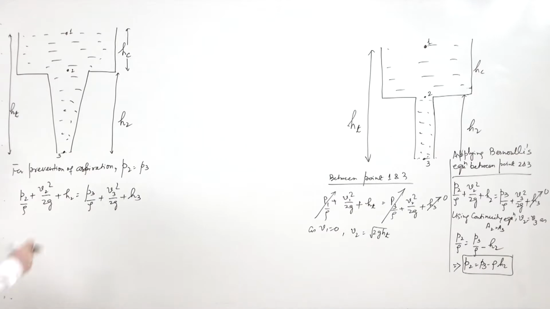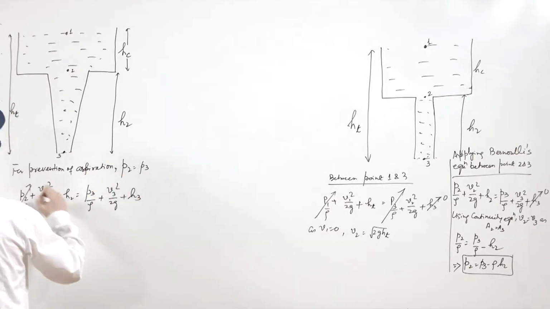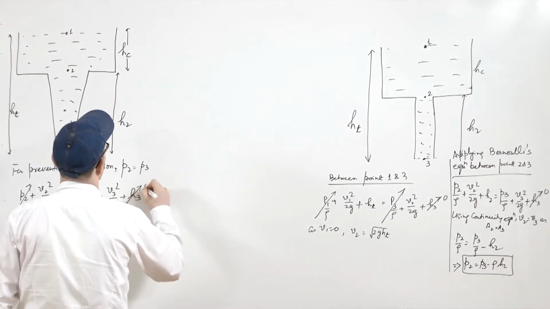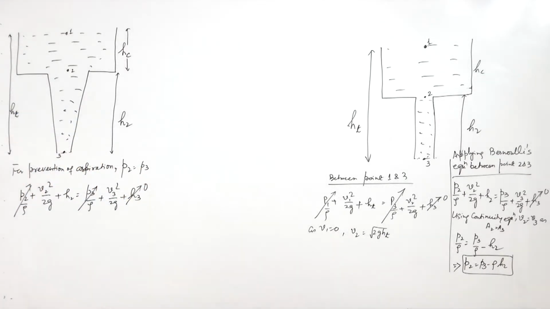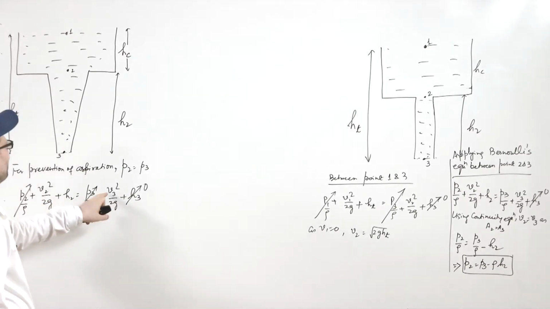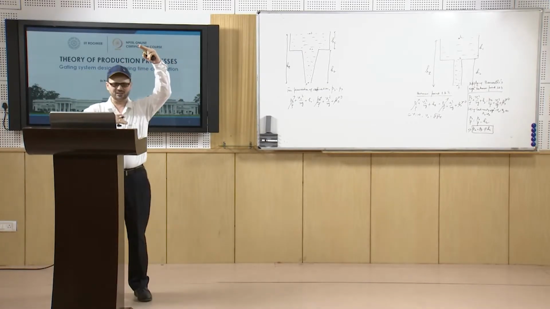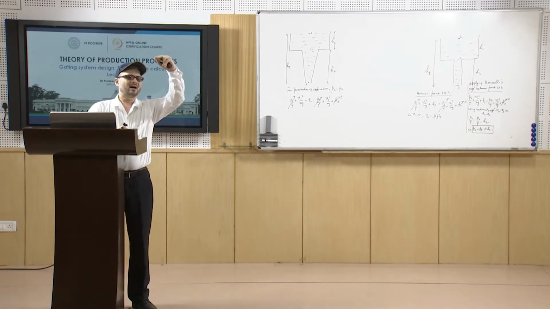Now, as we discussed, P2 will be P3, so this term will vanish, because we are assuming no aspiration. H3 will be 0 because it is the datum line, so S3 will be 0. Now, V3 is nothing but root 2g Ht, the V3 term, because it is the total height basically.